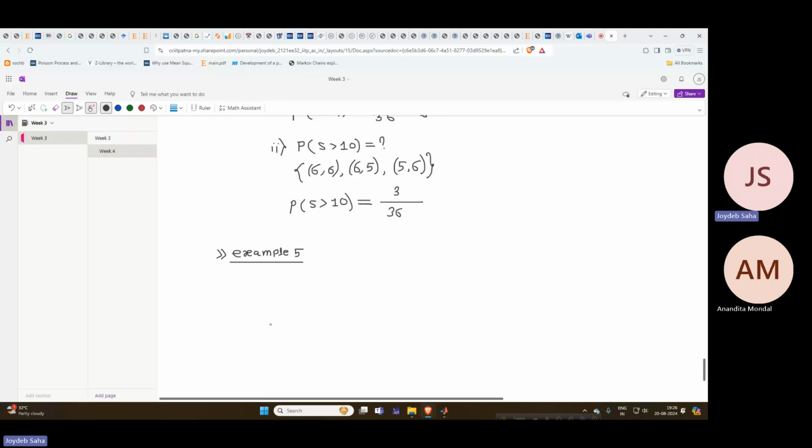A very interesting problem we'll solve. It is given that probability of A conditioned on B is greater than probability of B conditioned on A. Then we have to prove that probability of A is greater than probability of B.